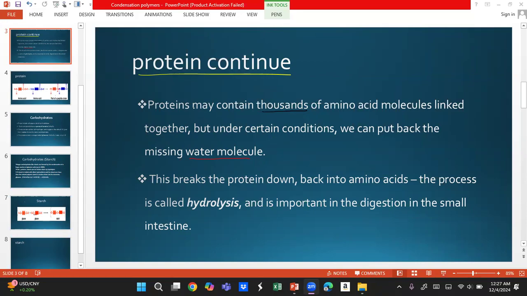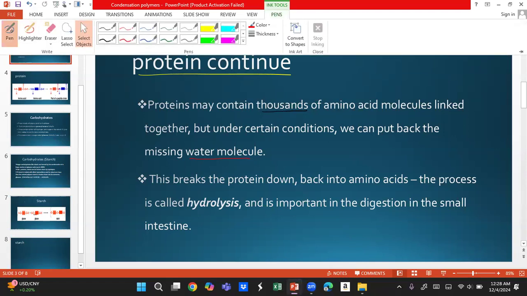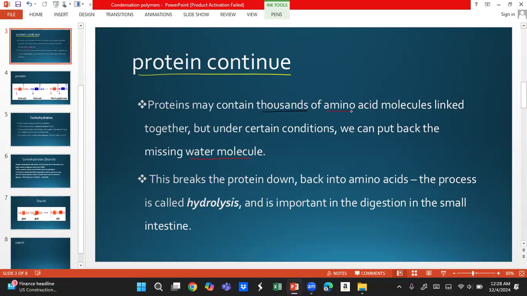Today I am going to talk about natural polymers, which are protein and starch. Protein and starch both are natural polymers because their origin is living organisms. You must keep in mind proteins are made up of thousands of amino acids, and these amino acids are the monomers, or the simple molecules, which are linked together under certain conditions. When they join together, they produce a protein molecule.